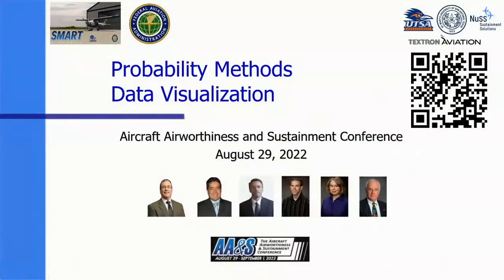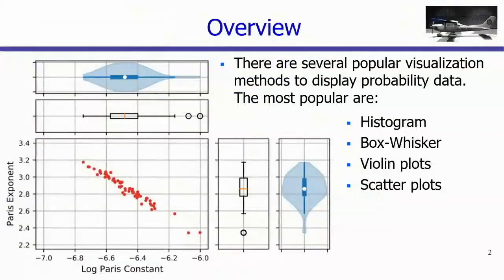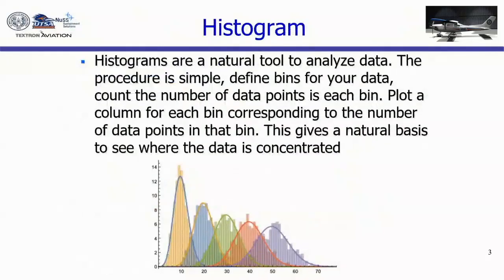Last one, talk about how to visualize the distribution underlying the data. There are several methods people have developed, types of plots, let's say histogram, box whisker, violin plots, and scatter plots give you a pretty good idea of how a data set that you're looking at is distributed.